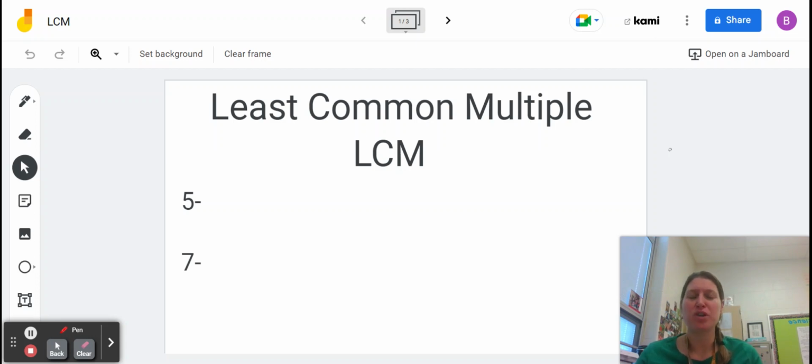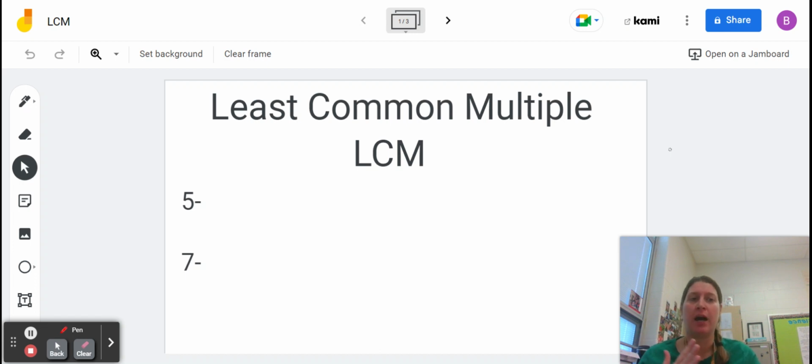Hi guys, so what we're talking about today is least common multiple. So let's break apart what least common multiple means so we can start figuring out what it is. So let's look at the three words: least, common, and multiple. Least means smallest or fewest, common means something we share, and multiples are numbers we get when we multiply it out.